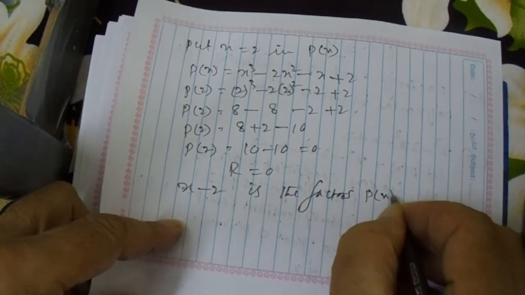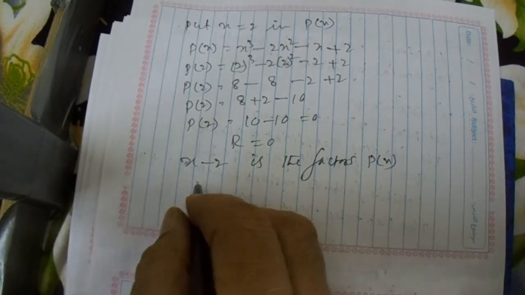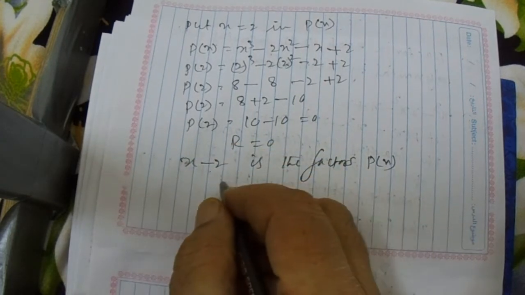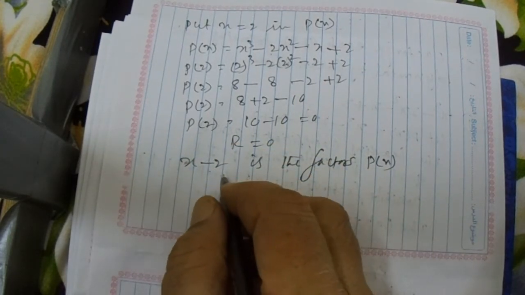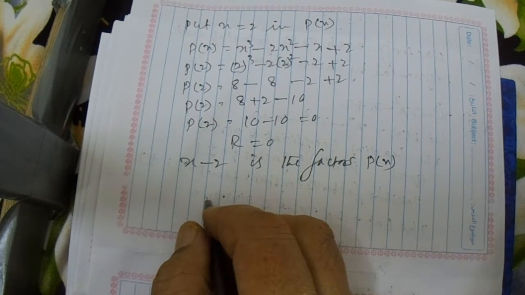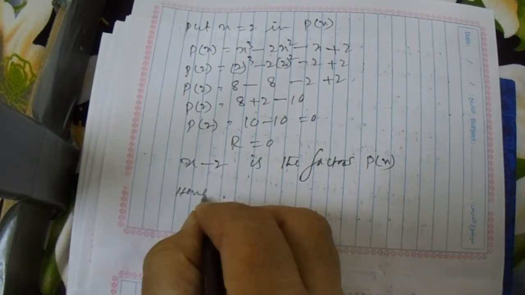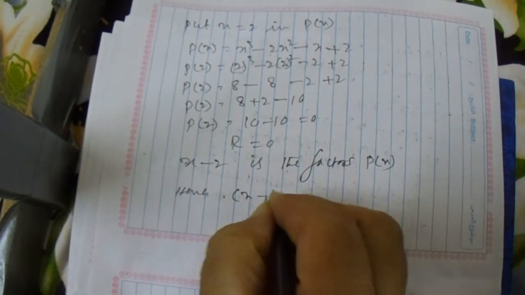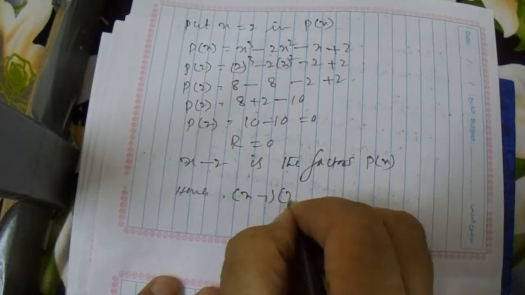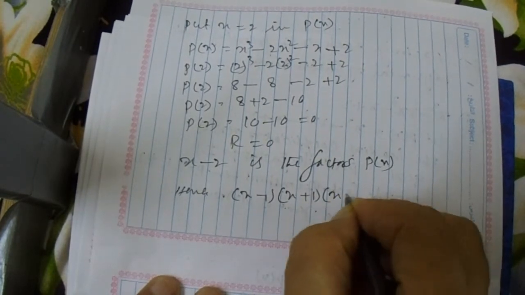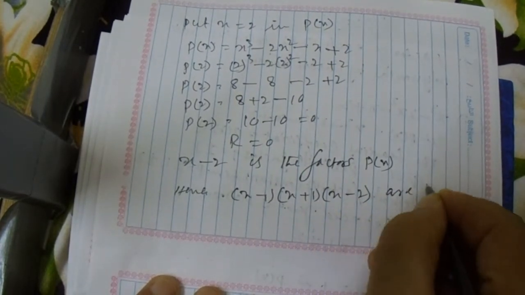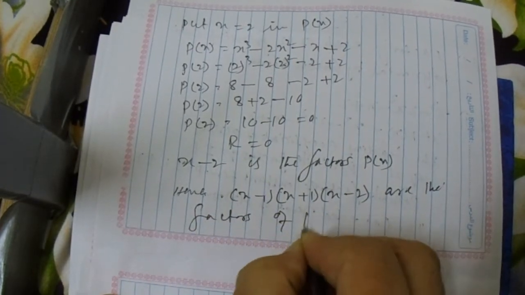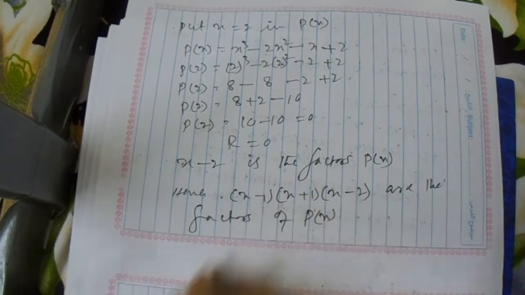Hence x − 1, x + 1 and x − 2 are the factors of p(x). Now this is the answer to this question.